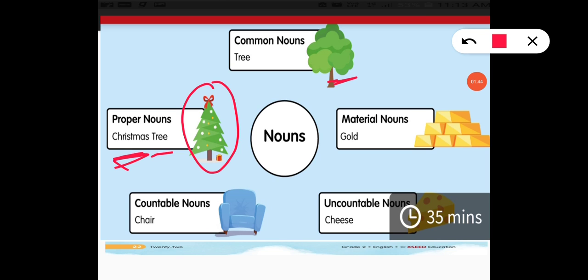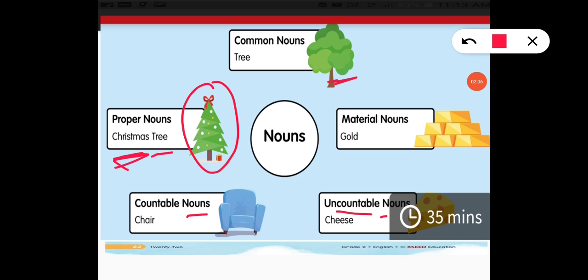Next one, countable noun. Things that we can count are called countable nouns. Chair को हम count कर सकते हैं 1 2 3 4. So that is countable. Next one is uncountable. Things that we can't count. चीज़ को हम count नहीं कर सकते. Water, milk, liquid things we don't count. So that is called an uncountable noun.